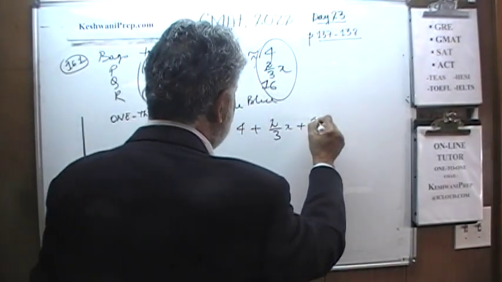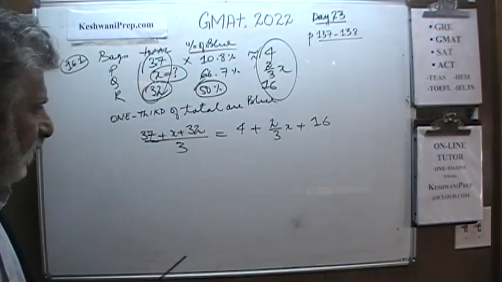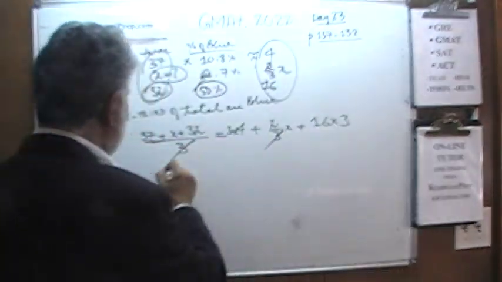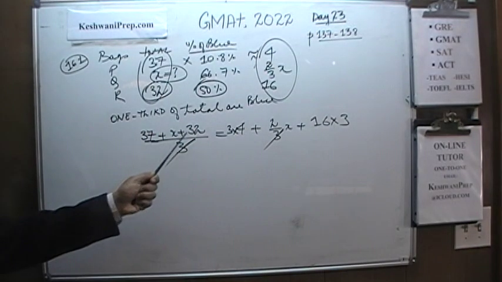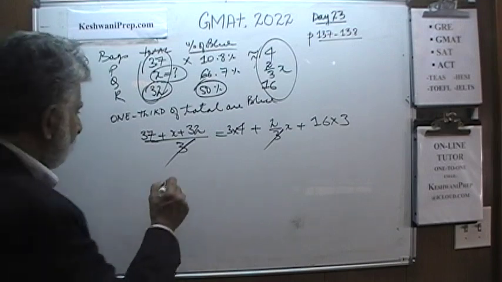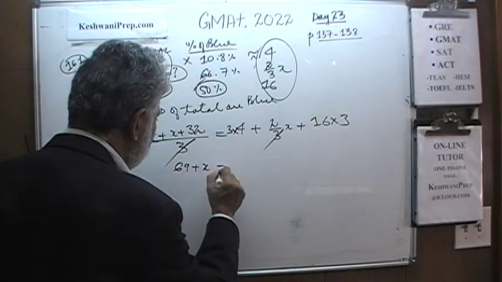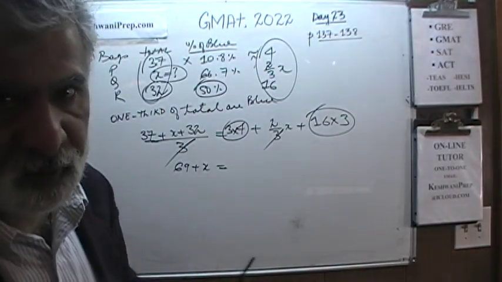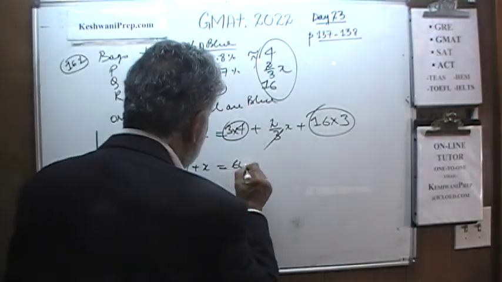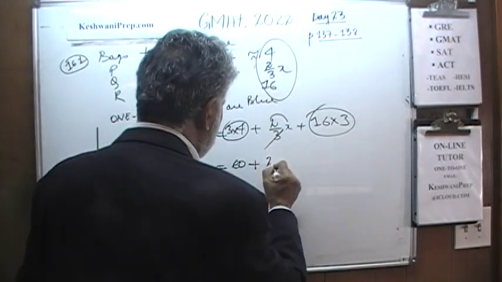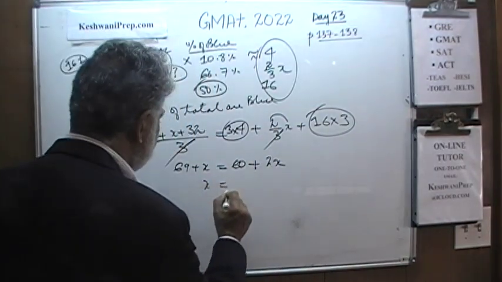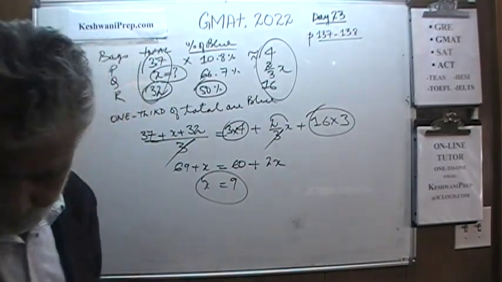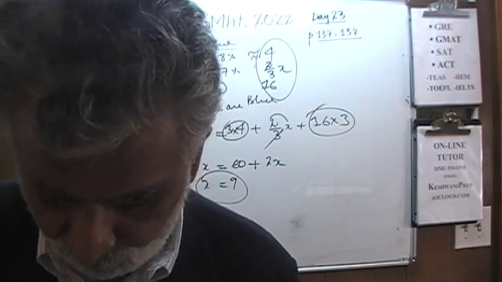4 plus 2/3 X plus 16. Let's multiply the entire equation by 3. And when we do that, these 3s drop out. 30 plus 30 is 60, 7 plus 2 is 9, so it's 69 plus x equals. This is 12, this is 48. 48 plus 10 is 58, plus 2 is 60. So it's 60 plus 2 times x is 2x. There you go. And therefore, bring the x to this side, bring 60 to this side, and x equals 9. Very simple, very straightforward.